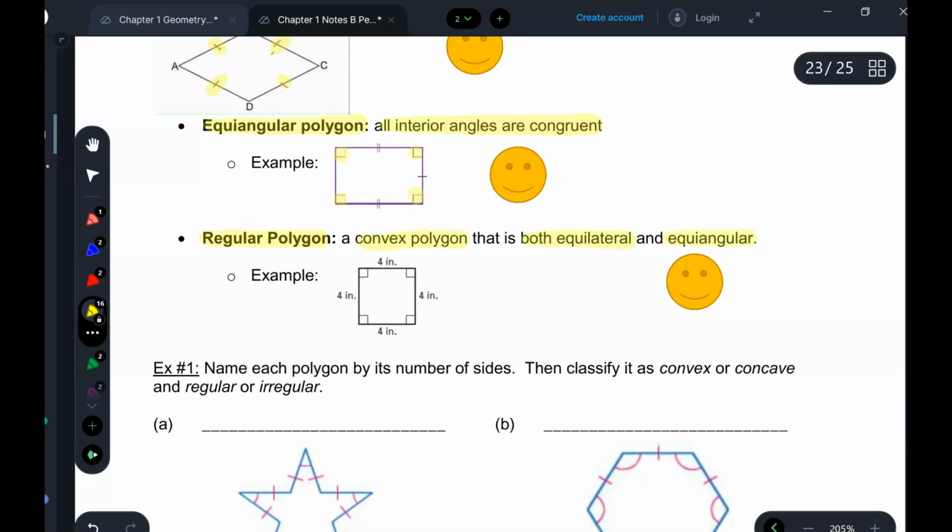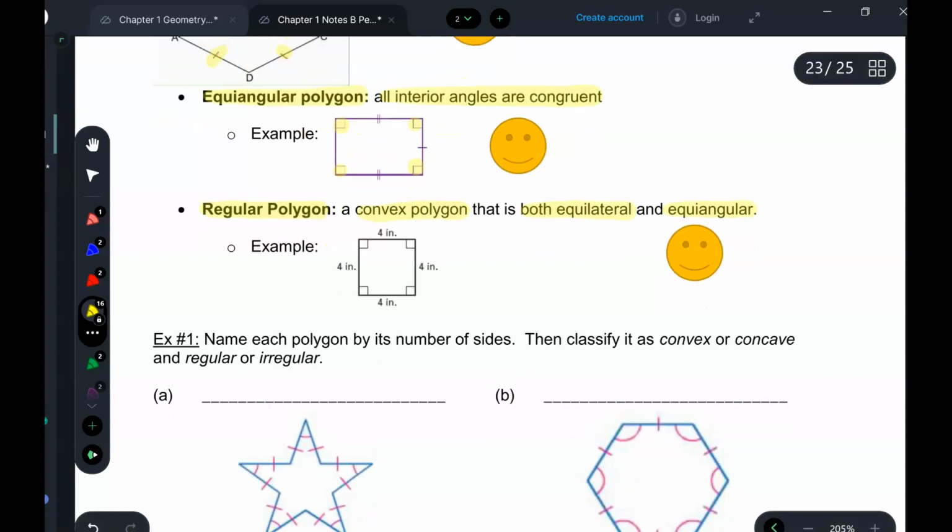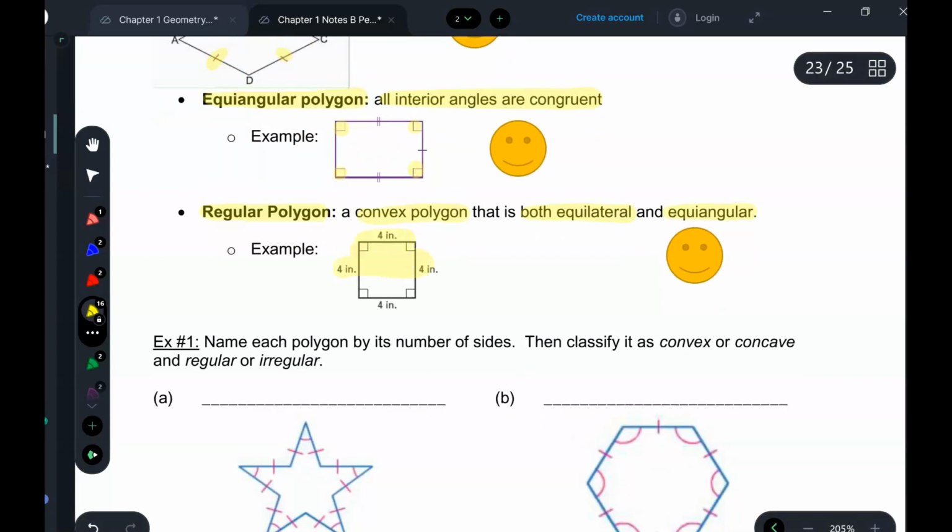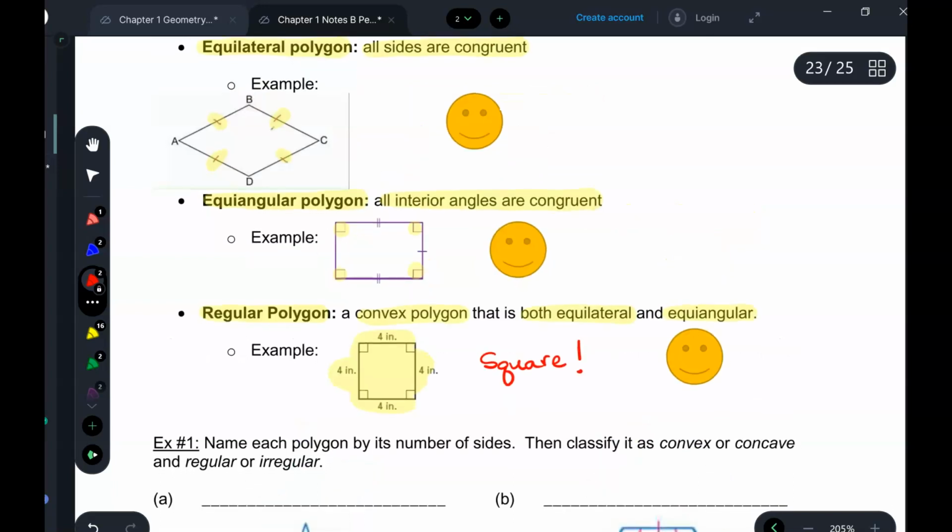Convex means the opposite of concave, so it doesn't cave in, right? So here's our example. This one is a square. A regular polygon can be a different shape. These are just examples, okay?